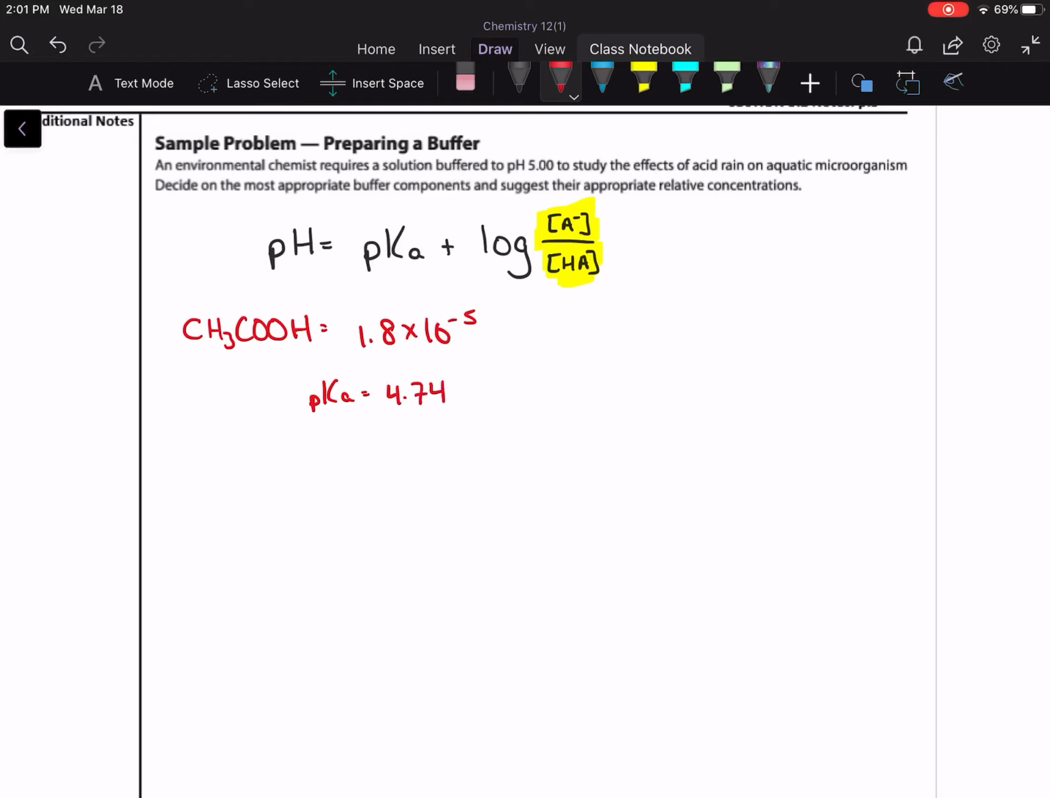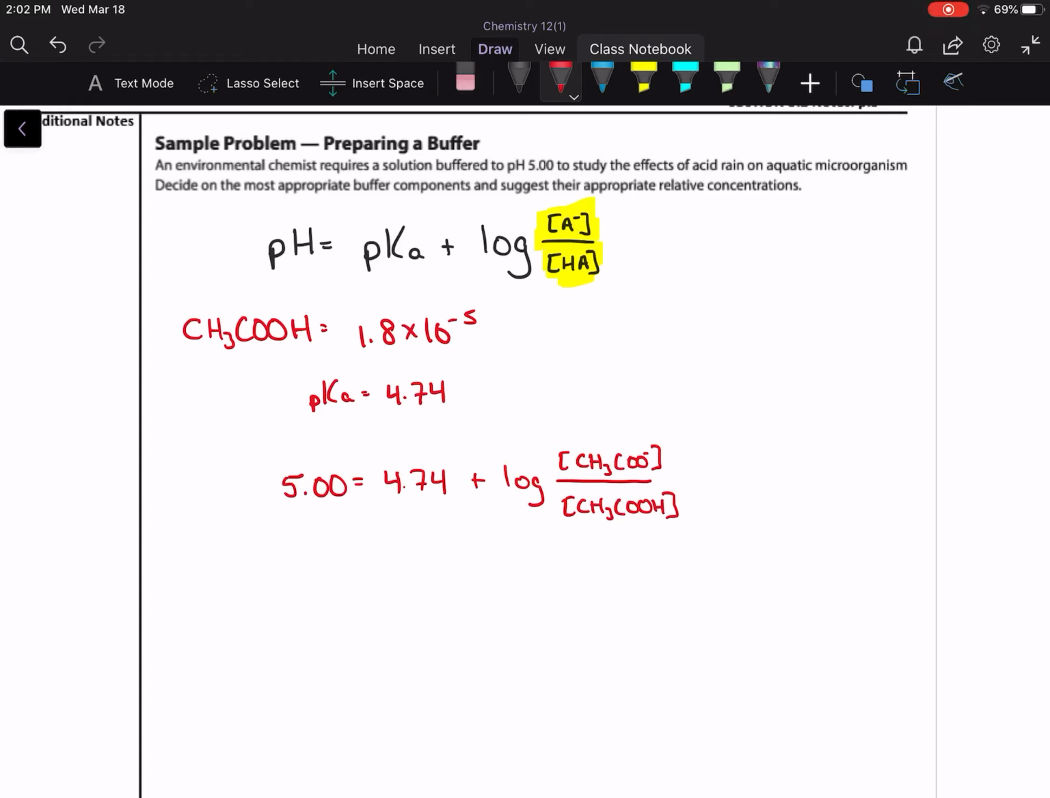4.74. And so what we're going to do is use the Henderson-Hasselbalch equation to determine the ratio of conjugate base to conjugate acid that we would need to adjust the pKa from 4.74 so that we would have a pH of 5. So I'm going to say that my pH is 5, my pKa is 4.74, plus the log, and in this case the conjugate base is acetate ion and my conjugate acid is acetic acid.